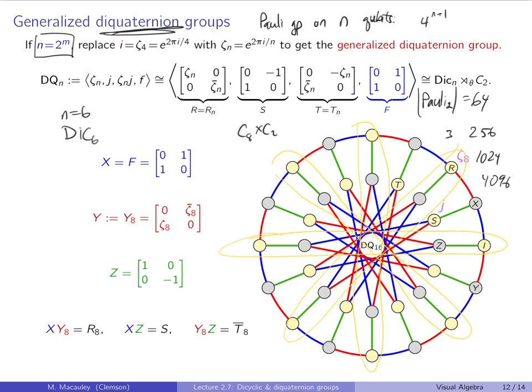So let me know if you know of this group from somewhere else. I'm sure it comes up in some place. Like, this comes up in quantum physics. Someone has played with these. I don't know how to search for them, but I really like the term diquaternion.